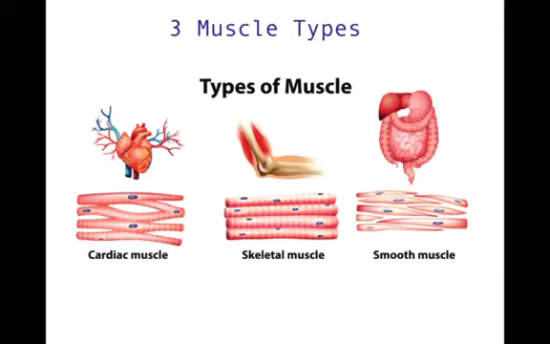Cardiac muscle, again, you find in the walls of your heart. Skeletal muscle, you find attached to your bones, causing bones to move voluntarily. And smooth muscle you find in the walls of your hollow organs. Skeletal muscle cells and smooth muscle cells are long. We call them fibers. Cardiac muscle cells are short. We just call them cells.